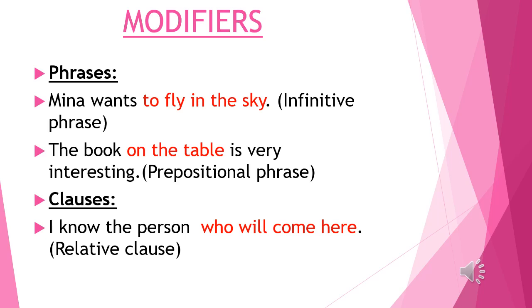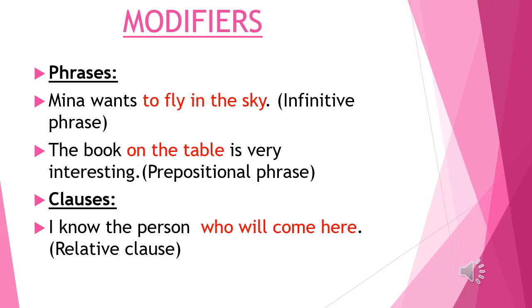Dear learners, let's come to the next slide. Now we will see the uses of modifiers as phrases and clauses. Phrases: Meena wants to fly in the sky. Here, to fly in the sky is a phrase and it is used as modifiers. The book on the table is very interesting. On the table is prepositional phrase here. It is also used as modifiers.